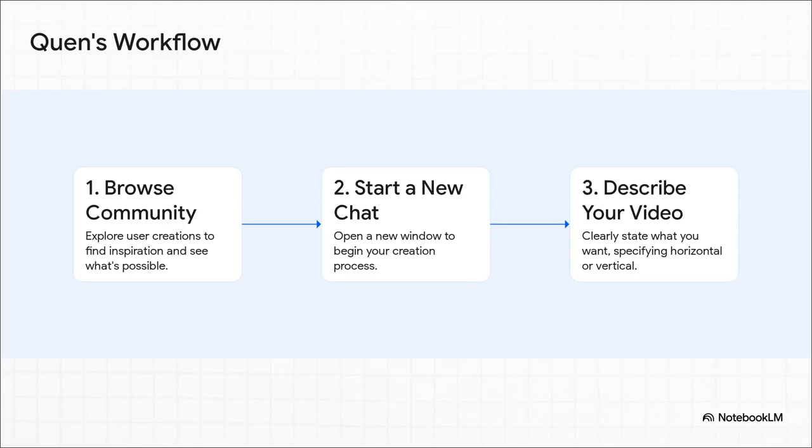So the process here is super direct, which I love. First, I would absolutely recommend just browsing the community for a bit. Get a feel for what this thing can really do. When you're ready, you just start a new chat, and then you just describe the video you want to make. The one key tip I have for you here is to be really clear about whether you want a horizontal or vertical video. If you do that, you'll avoid any weird errors, and the results, well, they're fantastic.